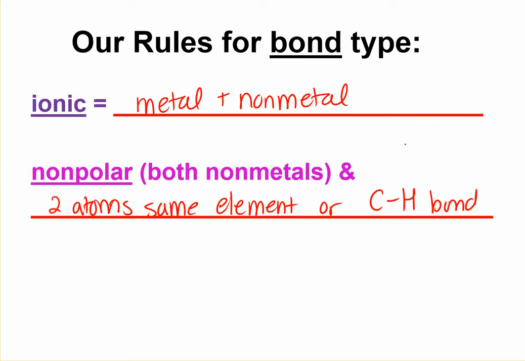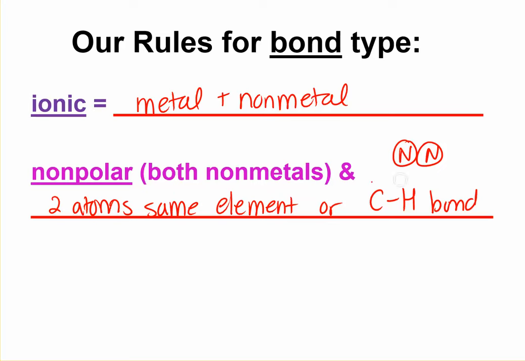If the atoms are the same element, they're going to have equal pull for the electrons that they're sharing. And so it will be a nonpolar bond. They will share those electrons equally.